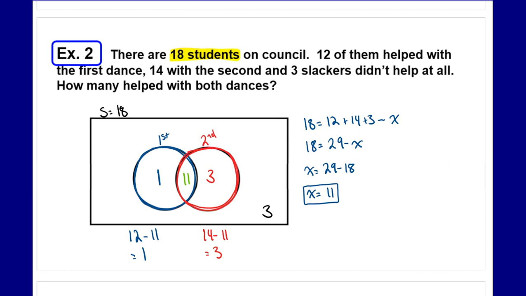11 in the overlap. And we add all of those values up. 1 plus 11 plus 3 gives us 15. So it's 15 in total.